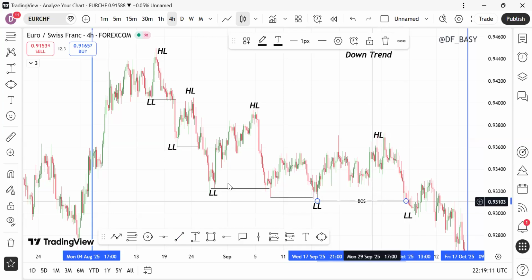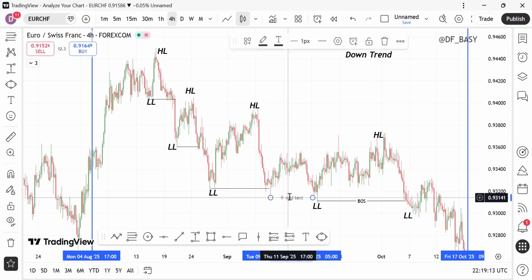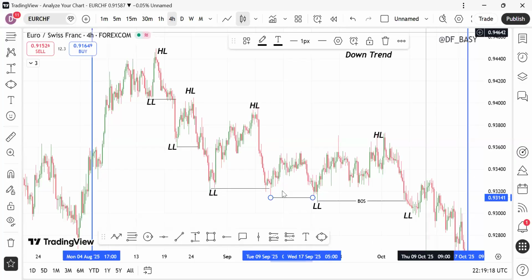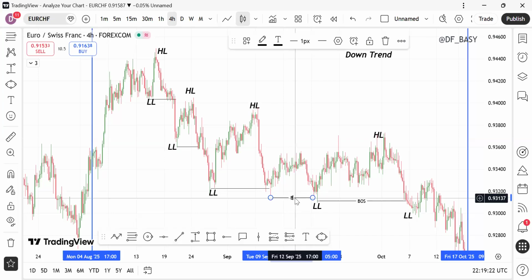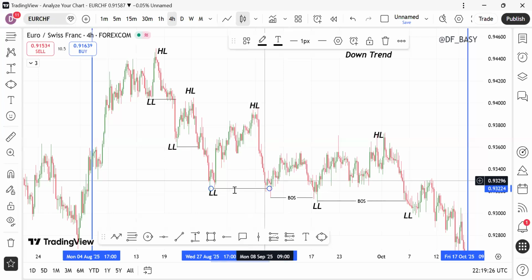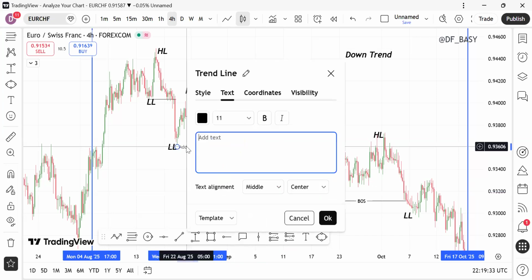So this BOS, sorry about that. BOS, break of structure. What does BOS mean? Break of structure.